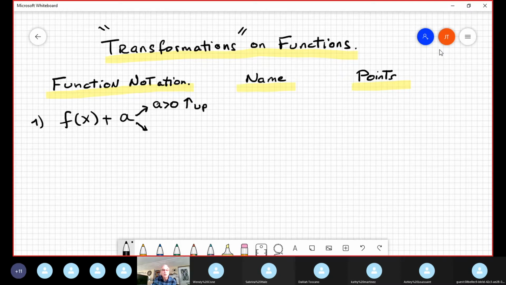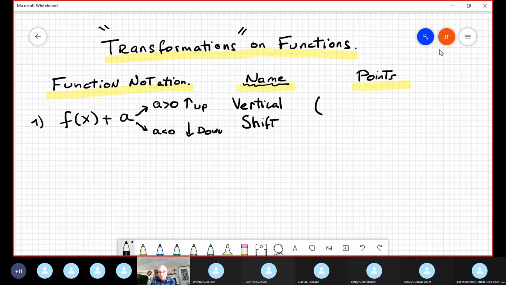When the A is a negative number, the motion is down. And the name of this transformation is vertical shift, or translation, whatever you want to call it. And the direction is up or down, depending on the units you add. See, it's plus 2, so you add 2 units up. See, it's minus 2, you subtract 2, down. And the point is transforming in that way.